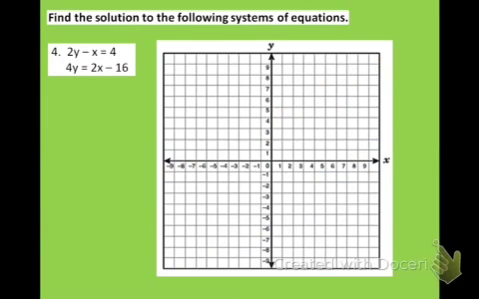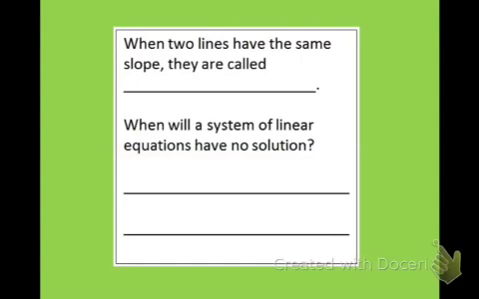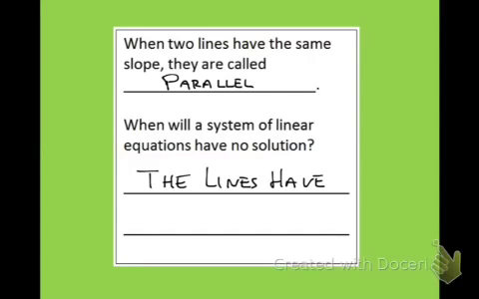So if you jump straight down from that problem, when two lines have the same slope, they are called parallel. And when they have no solutions, the lines have the same slope.